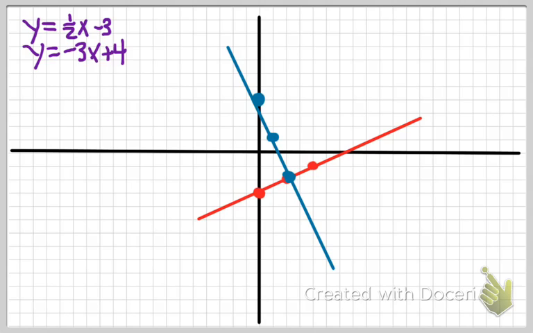To find the solution, you look to see where your lines are intersecting. I can see that our lines are intersecting at the point 2, negative 2. This is the solution to the system of equations.